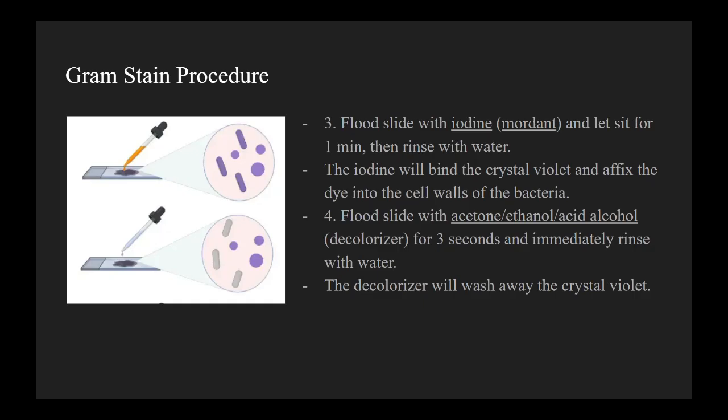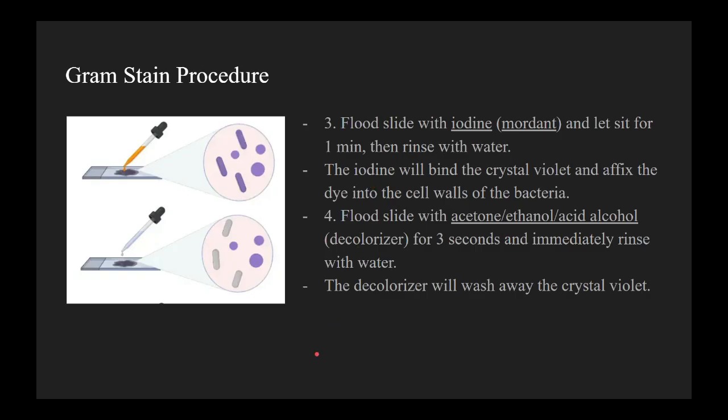Next, after we do that, we're going to flood the slide again. We're going to cover the slide, you can see on this first step here, with iodine. And this is what we call a mordant. A mordant is something that really allows the initial dye to bind permanently. So basically, after we add the iodine, it'll help the peptidoglycan really stay embedded into those cell walls. We're going to flood this slide for 1 minute, and then we'll rinse off with water again. Like I said, iodine will bind the crystal violet and affix the dye into the cell walls.